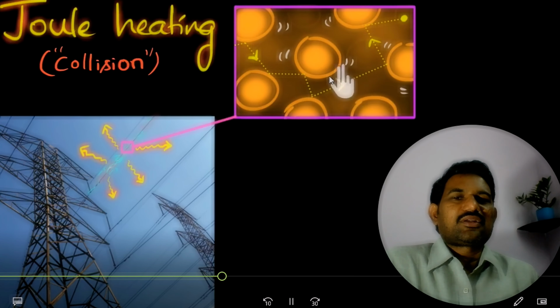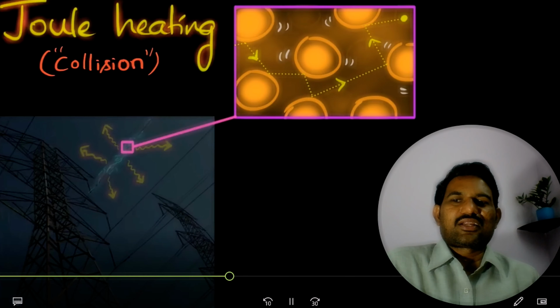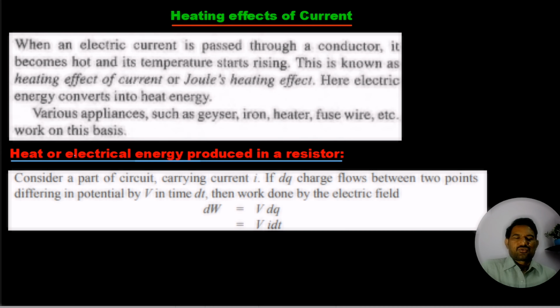So that is the basic reason for Joule's heat: the collisions of these electrons. The electronic collisions are the basic cause for Joule's heat. When an electron is moving through the material, it undergoes a lot of collisions, and because of each collision it loses a part of its energy to these atoms or ions, and so that energy is transferred to the bulk material, that means to the wire.